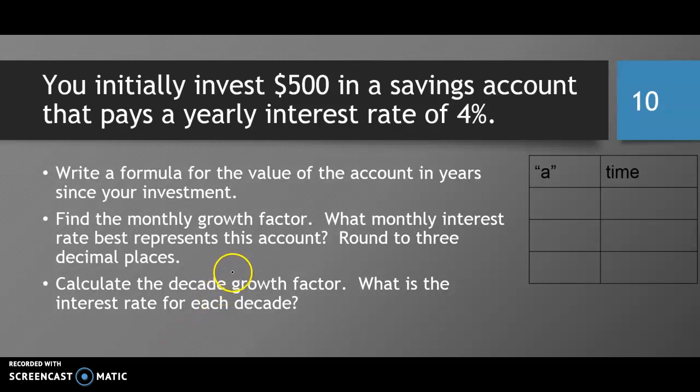Hello. Today we are looking at a problem where you initially invest $500 in a savings account that pays a yearly interest rate of 4%. We are asked as our first question to write a formula for the value of the account in years since your investment. Because this problem is based on percent, we are going to be writing an exponential formula because exponential formulas capture things that change by a percentage.